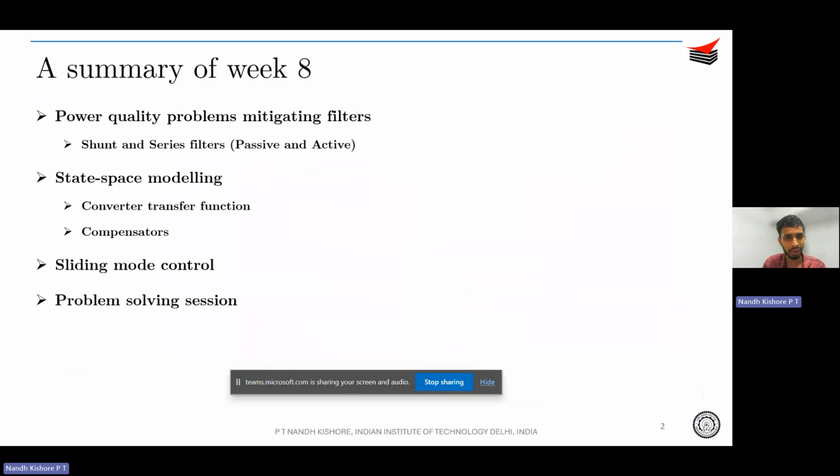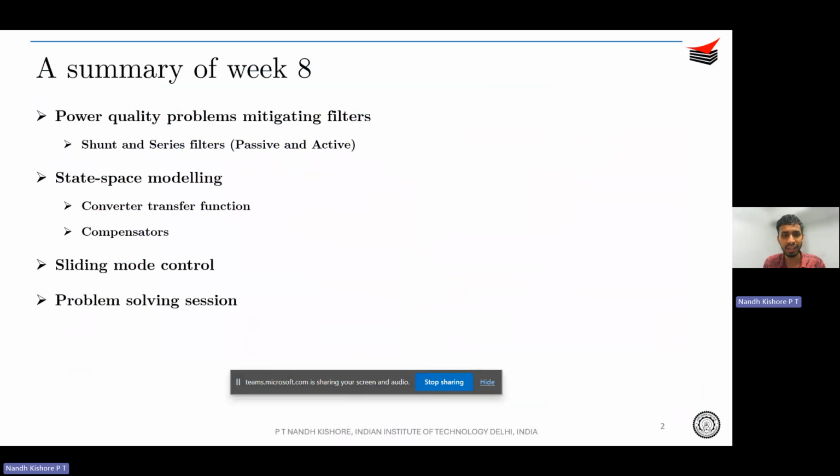So you have what are known as the shunt filters and the series filters, right? Among them itself, you have classifications which you might have gone through in your course. That is, you have the passive filters and then you have active filters. Correct? So you did study about different topologies.